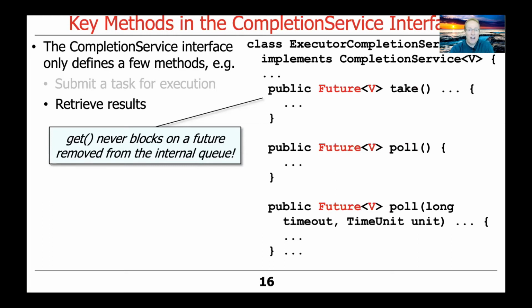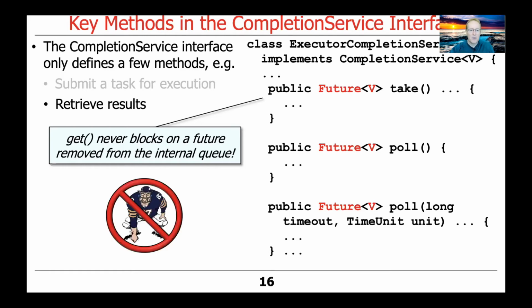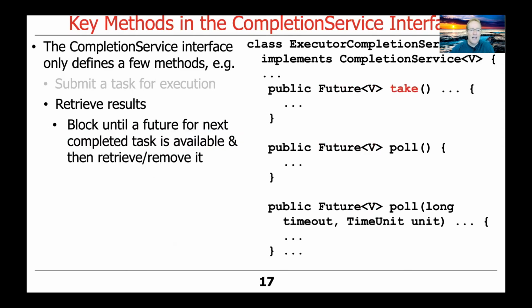So once you get back a future from calling take or one of the two poll variants, the get call on that future will never block, because the only way that a future gets onto the completion queue is, as the name suggests, if that future has already completed. So once take returns the next future, it's guaranteed to have been finished. So it won't block. So let's first take a look at take.